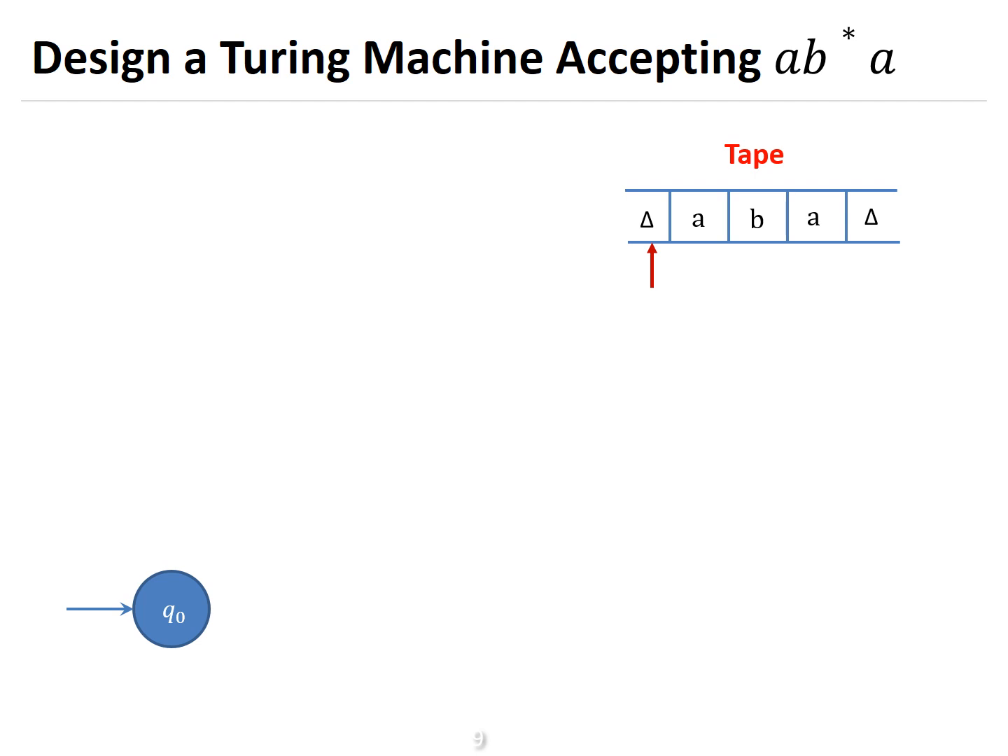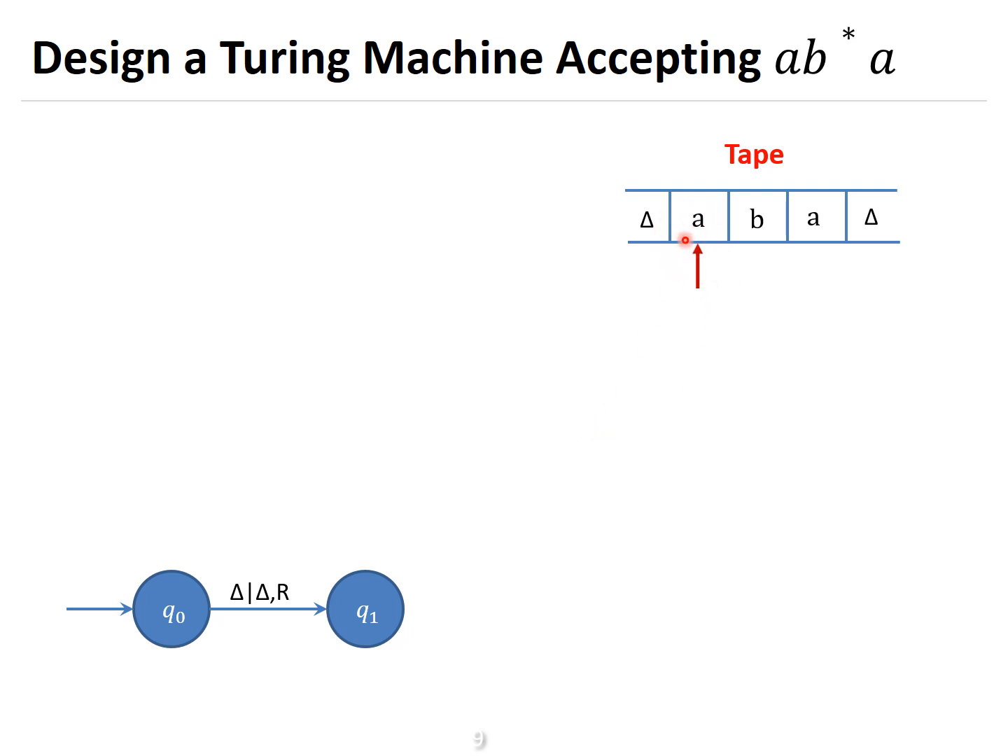Look at that. So, starting in the initial state, read the delta, replace by delta, moving one step to the right. That R indicates one step to the right. Now we are at Q1. Similarly, the head is moved to the right. Look at that. So the head is now pointing to the small a.